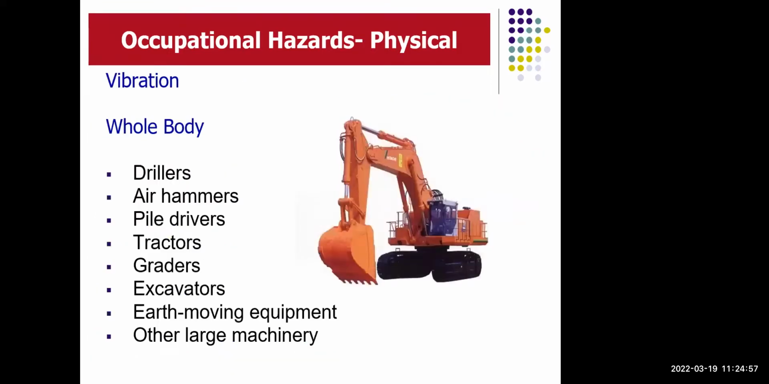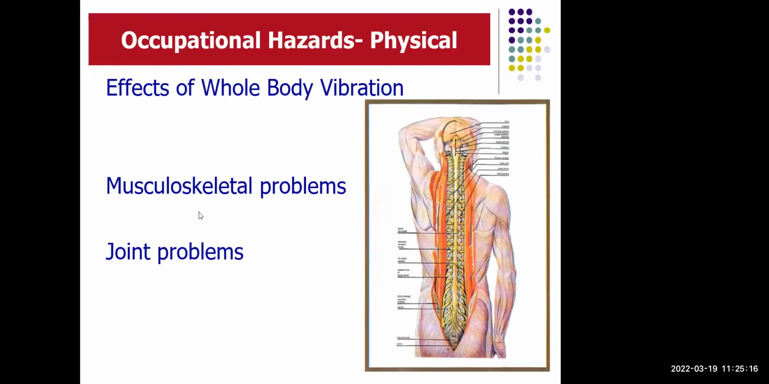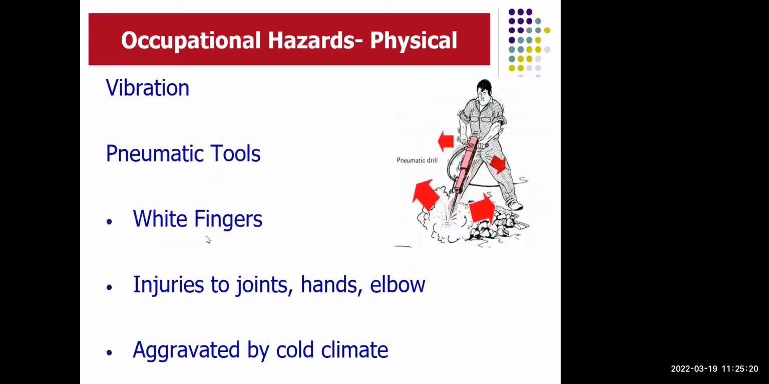Vibration. There are two types of vibration, whole body vibration and localized vibration. Drillers, air hammers, pile drivers, excavators, earth moving equipment. The person sitting in this chamber continuously has his whole body exposed to vibration. So it could cause musculoskeletal problems or joint problems. And then there are localized vibrations. You must have seen on the road, the person drilling with his hand.